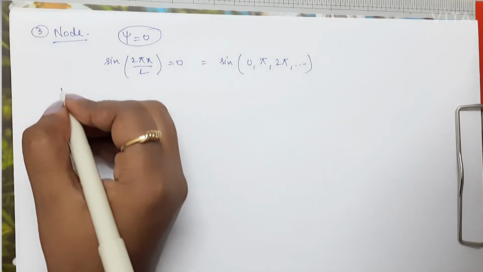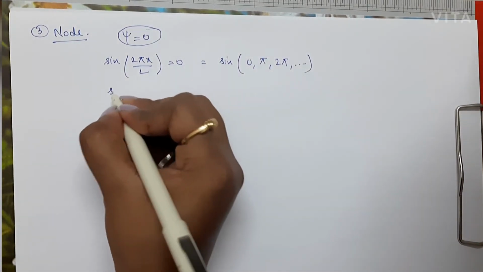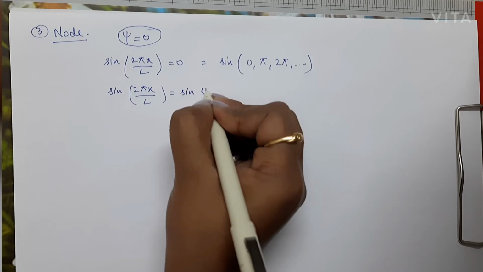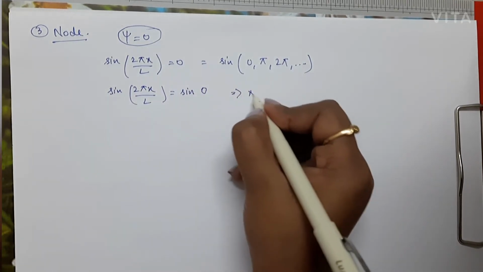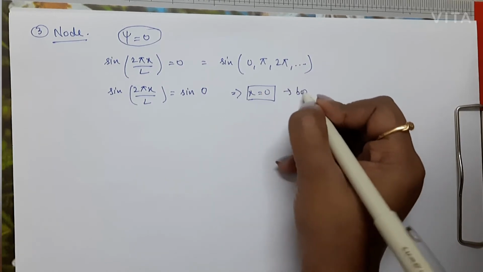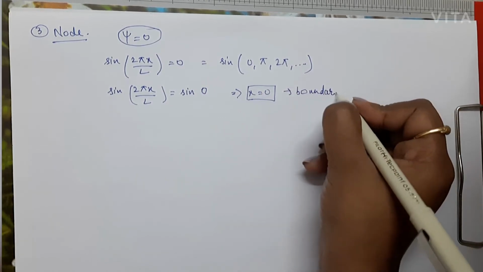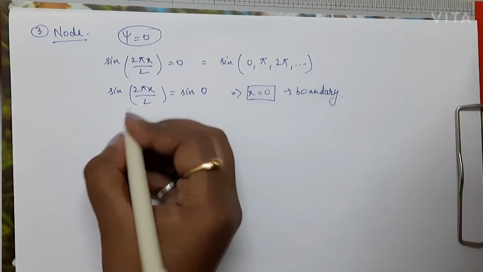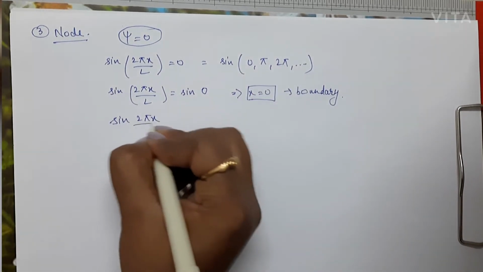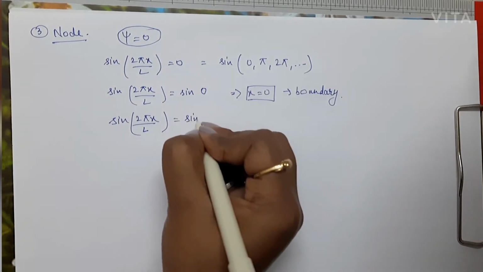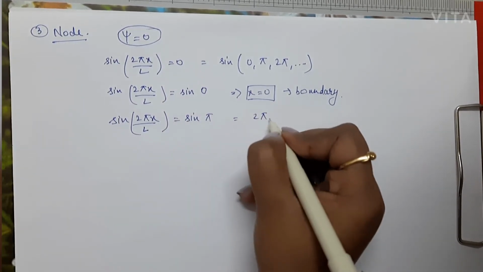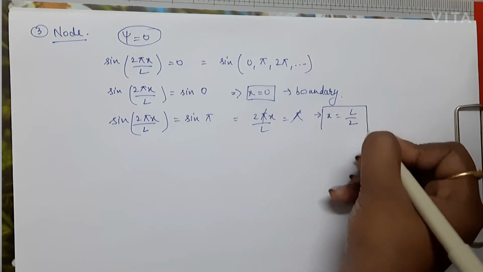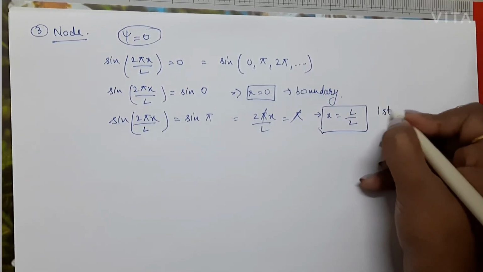So if we want to find the first node, what should be the case? Sine of 2 pi x by L should be equal to sine of 0, right? From here you get x equals 0 straight out. So that is a boundary, so here we cannot find the node. Again we'll try to find the first node. Next will be the case of sine pi. So here sine of 2 pi x by L should be equal to sine of pi. That means 2 pi x by L should be equal to pi, or x equals L by 2. So at x equals L by 2 we will have our first node.